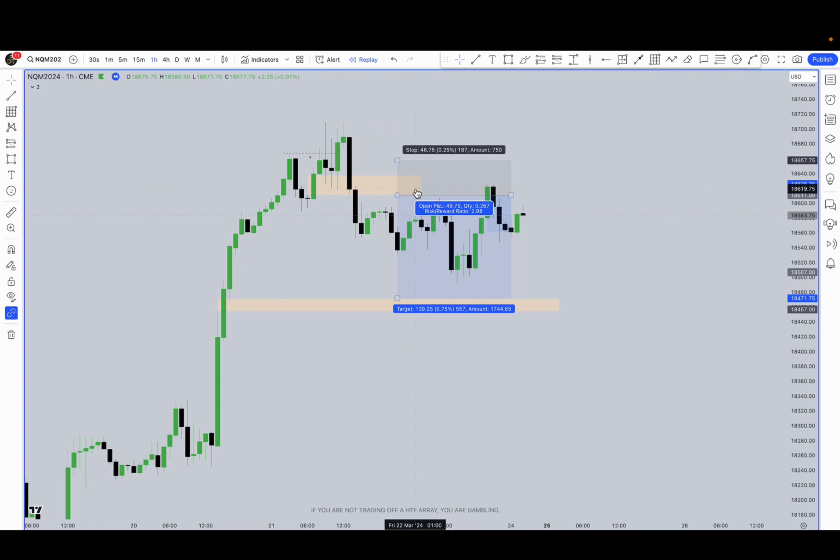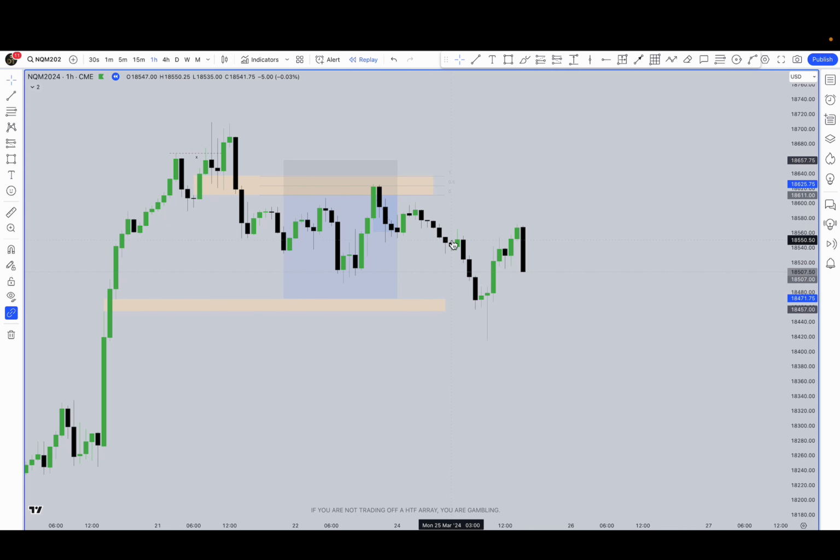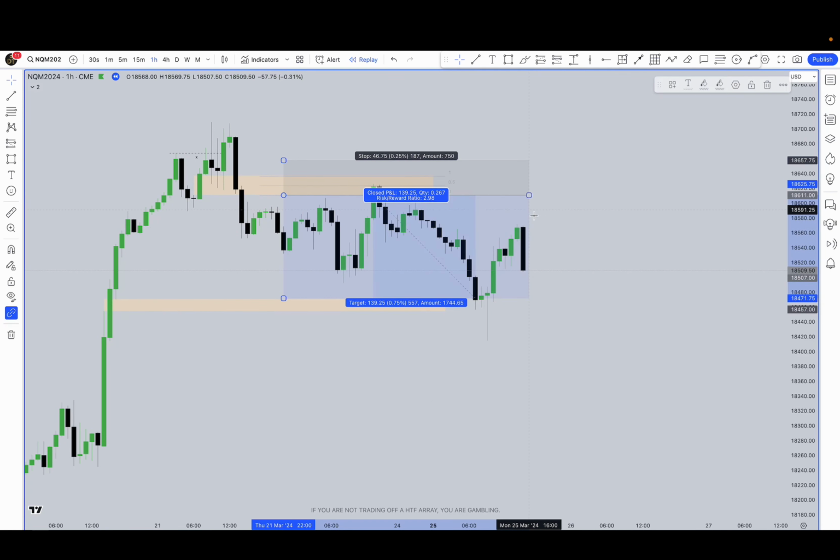Comes back to the inversion. What's important here, price should respect the 50% of the inversion, and the bodies are doing that. And then price trades to the take profit.